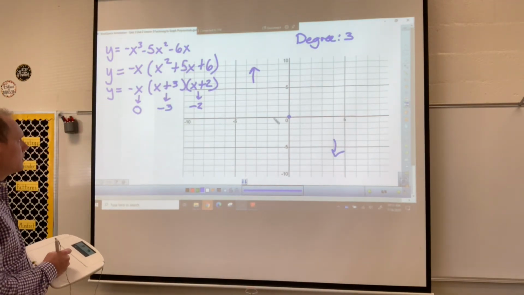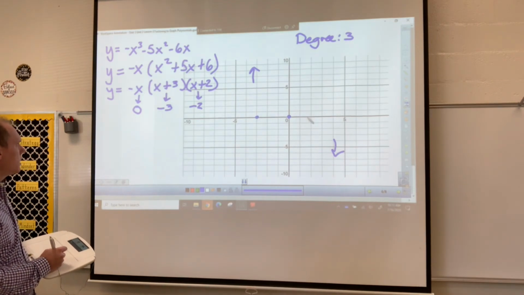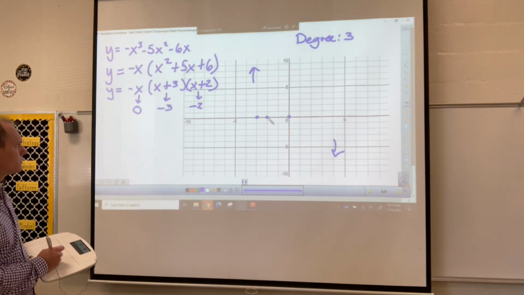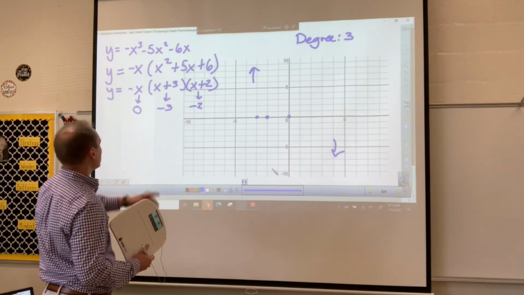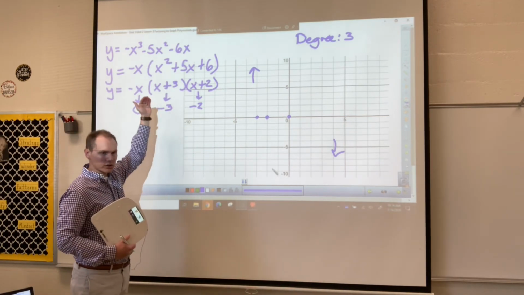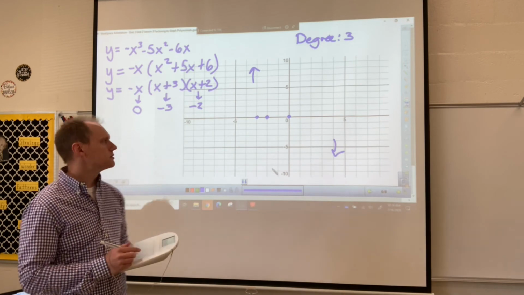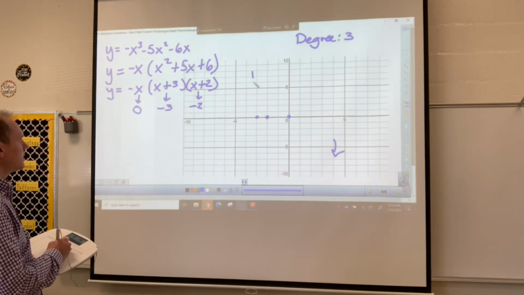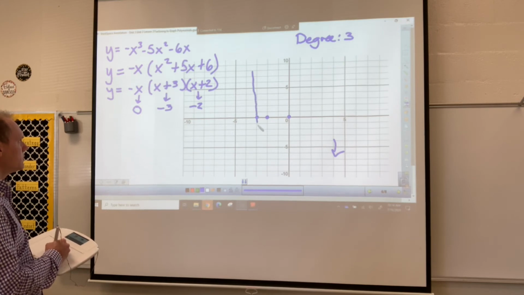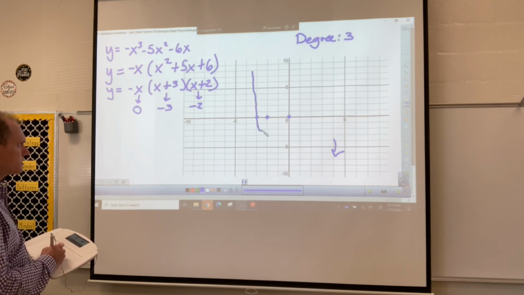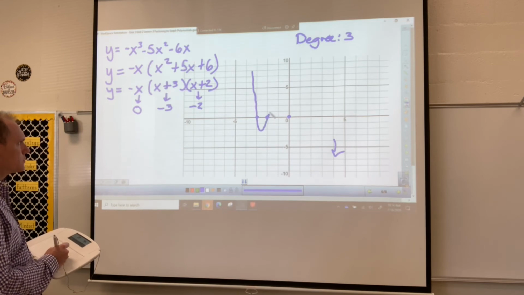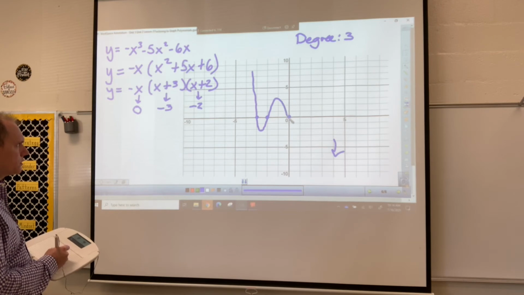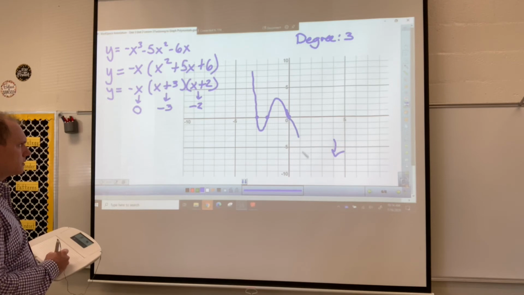X-intercepts of 0, -3, and -2. None of these have a multiplicity, so all of them are just going to go straight through at those points. So let's see here. It's going to start up here, come down through this 0, and then at some point it's going to turn around. We don't know exactly where, but it's going to go back up through this one, and come back down through this one, through the origin, and then it's going to go down from there.